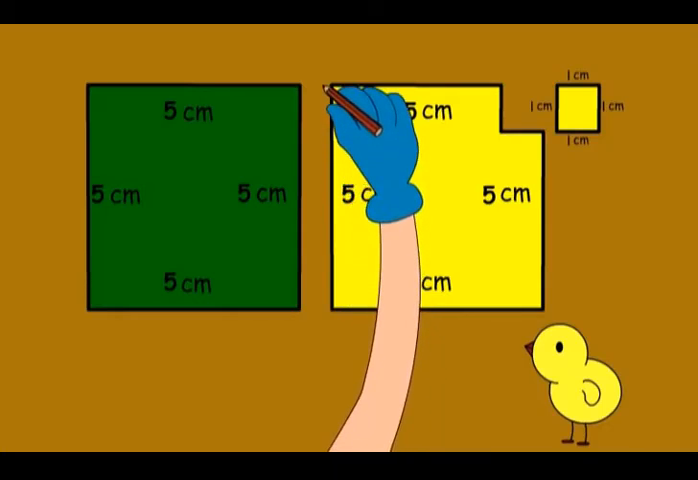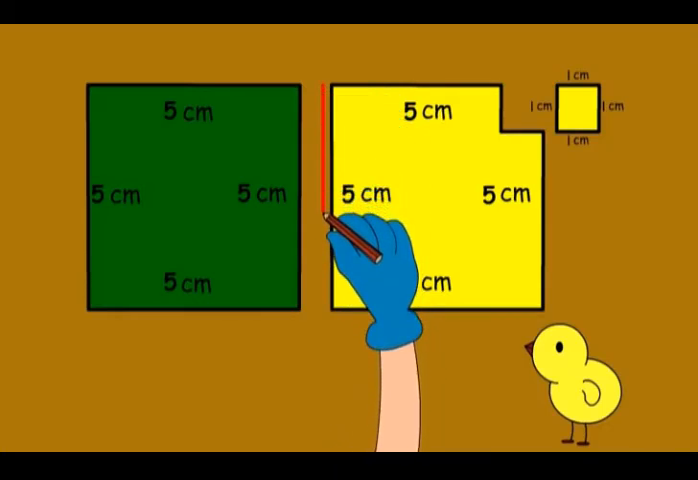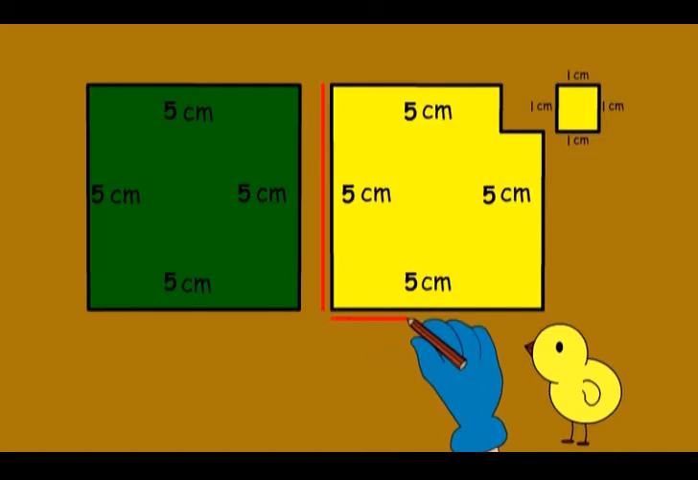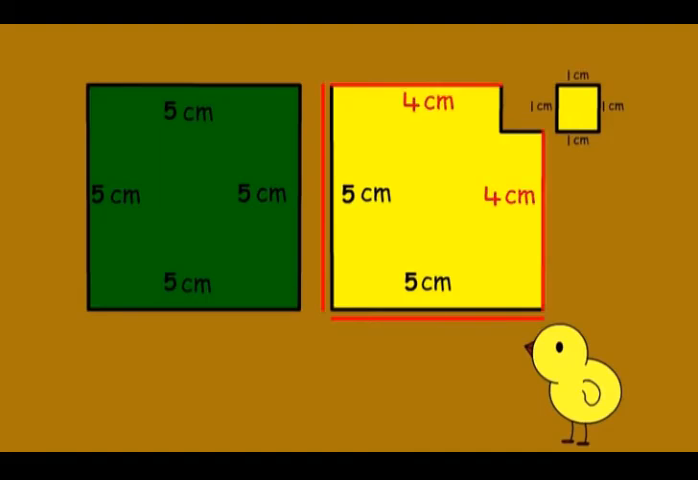Now, let's mark the sides of the yellow paper first. These two sides are 5 centimeters even now. Meenu cut a square whose side is 1 centimeter. So, these two sides will now be 4 centimeters. Oh, then the length of the yellow paper is less.